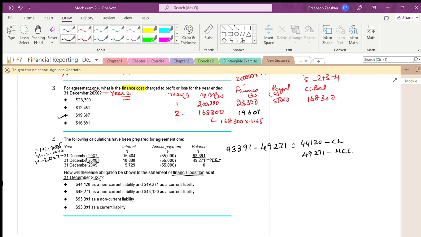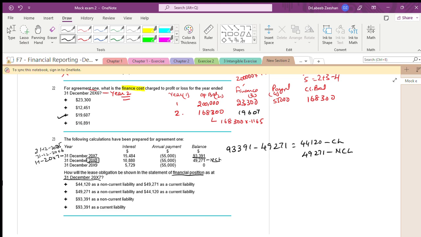What is the rule of the lease payments? What is the current liability? It has to be taken for the next 12 months. If you take 31st December 2007, it starts from 1st January 2007. This year, 12 months. Is it right? Total amount is 93,391. Of this 93,391, how much are we going to pay next year?